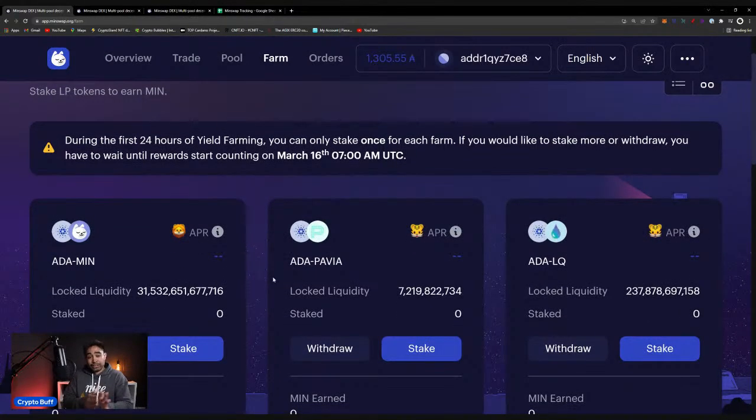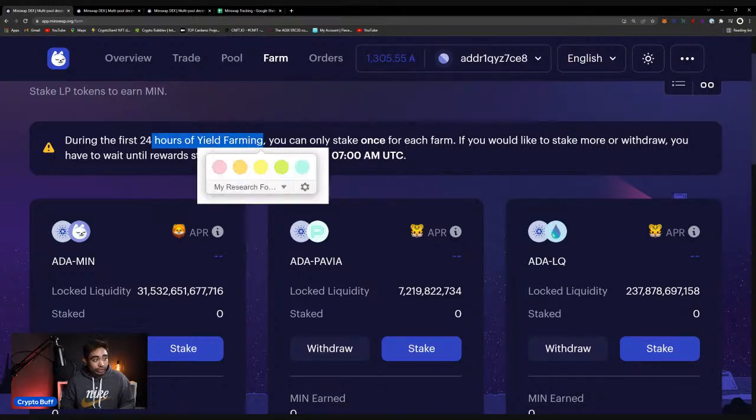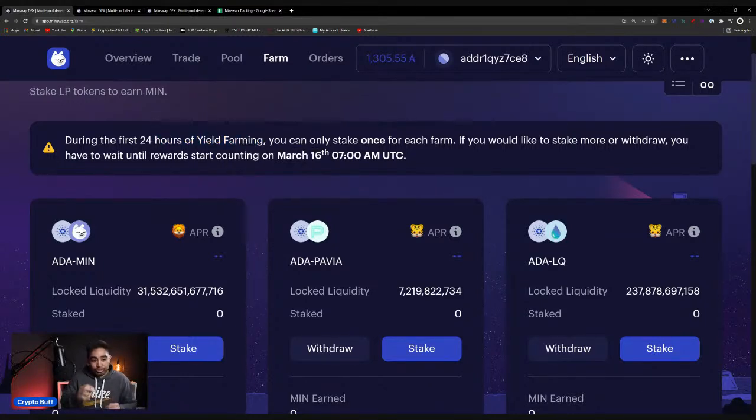So if you have an extra 110 to 200% APR on your rewards, then that's just going to be added automatically. And like it says right here, we have 24 hours of yield farming, which is just a window to lock your liquidity, to stake your liquidity pool tokens into the right pool. So this is just a little bit of a grace period to give us the maximum opportunity to take advantage of the yield farming.